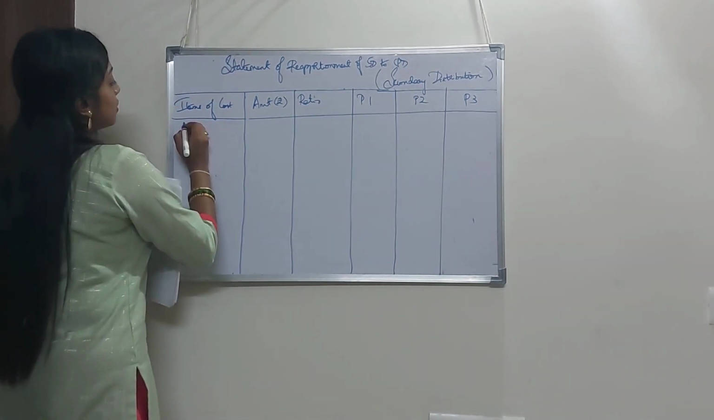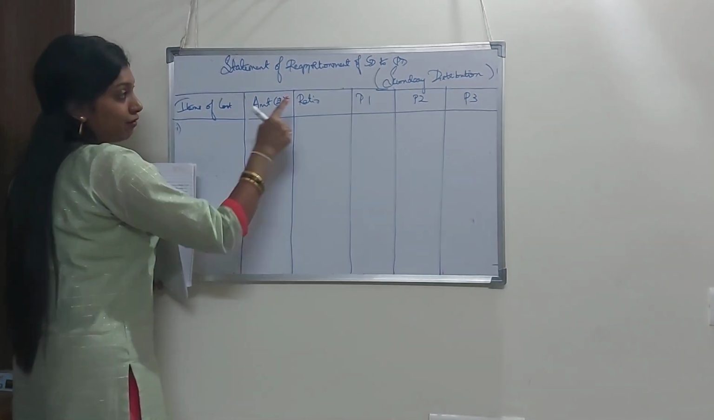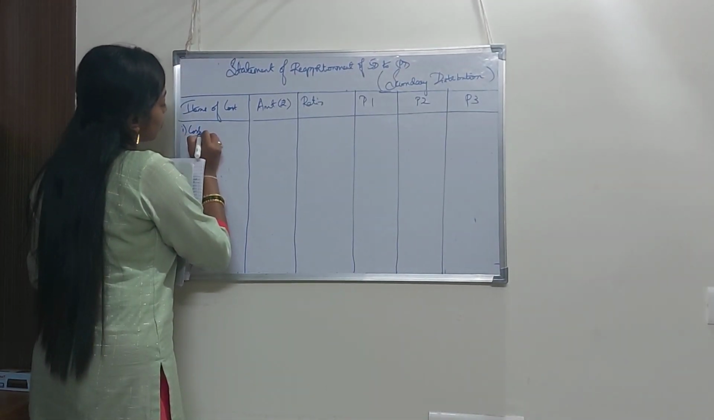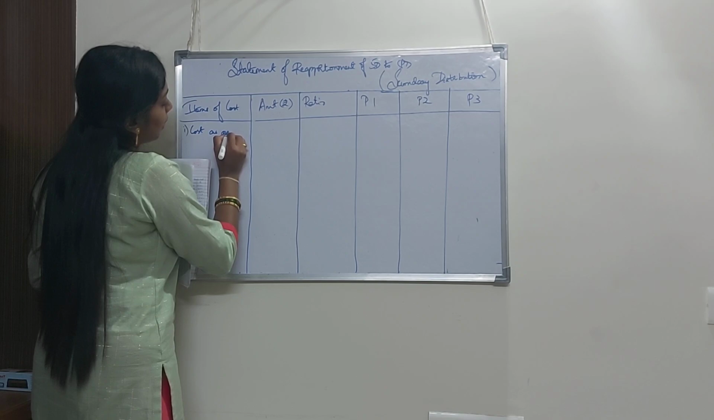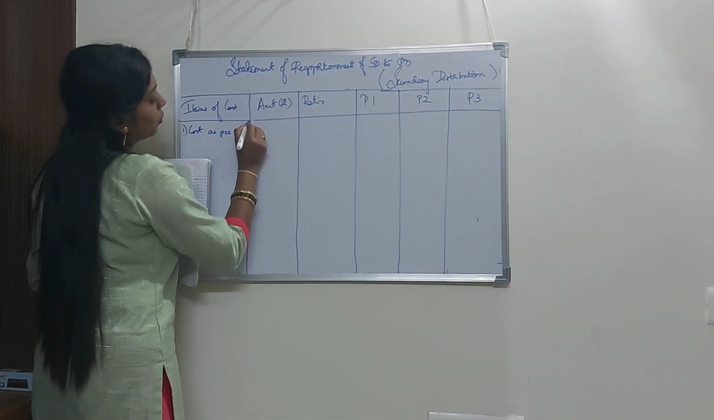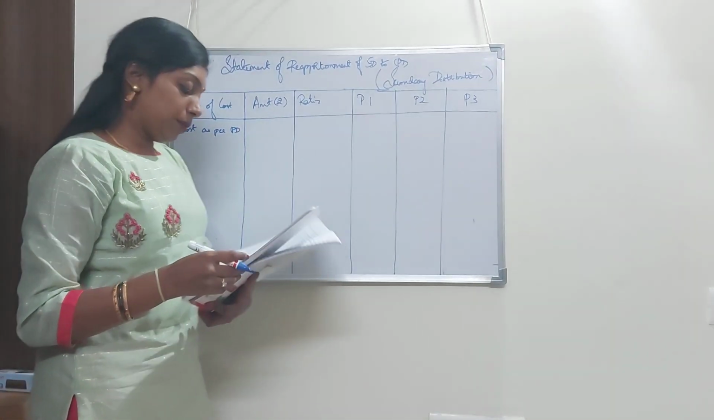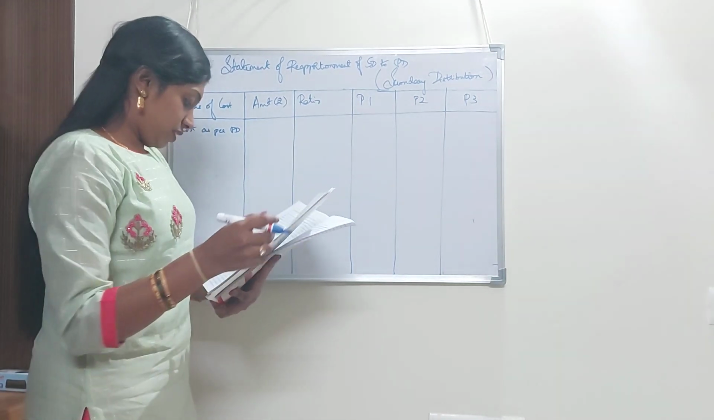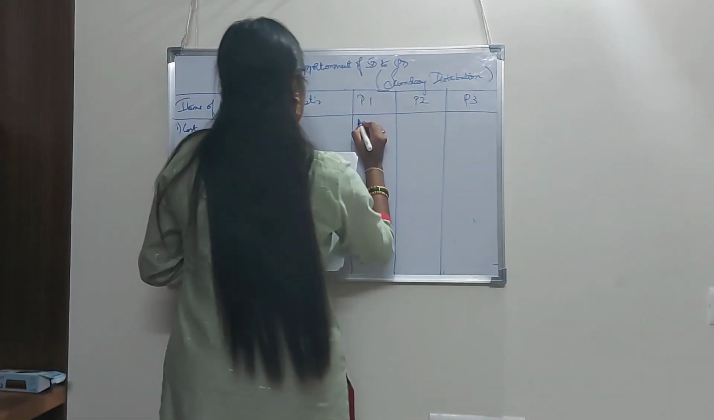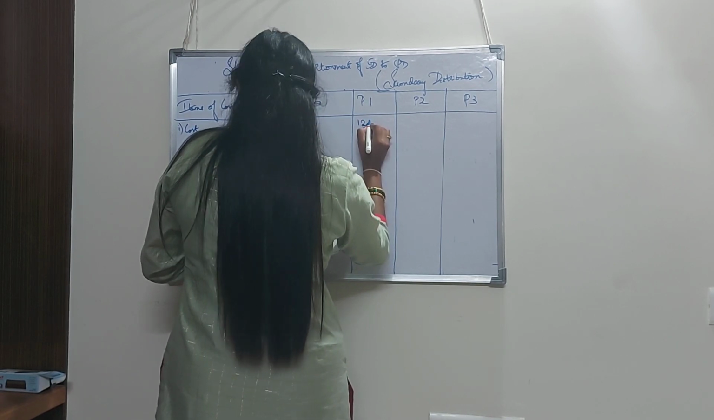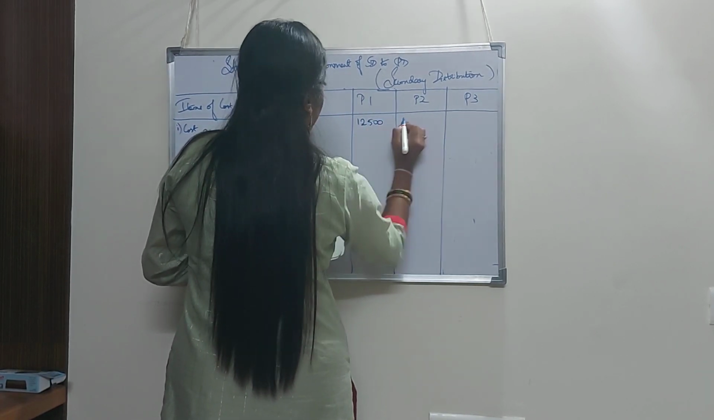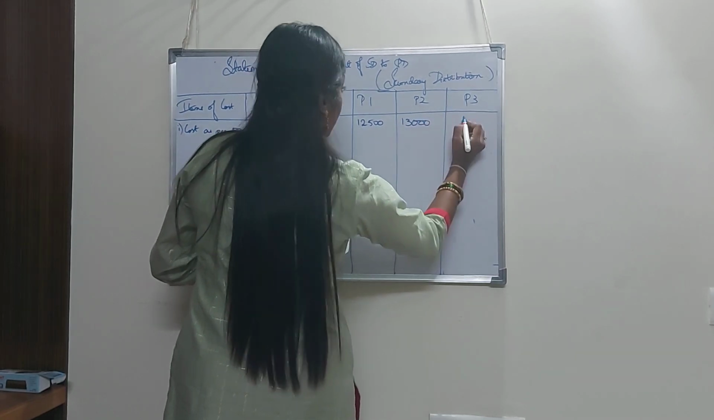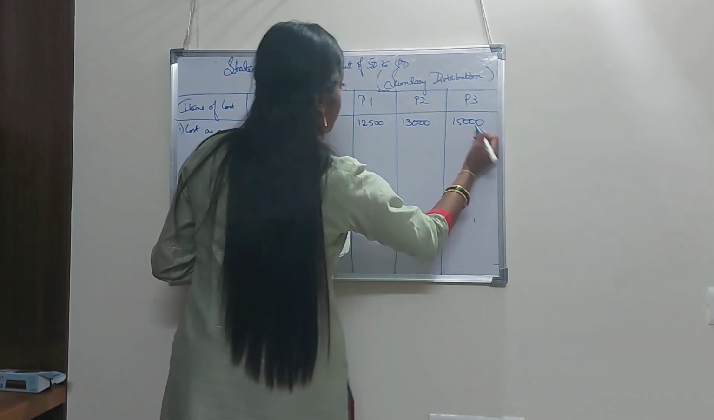So what is the first step that we do in every secondary distribution statement? We are going to take cost as per primary distribution. So what is the cost as per primary distribution? For P1 it is 12,500. For P2 it is 13,000. For P3 it is 15,000.